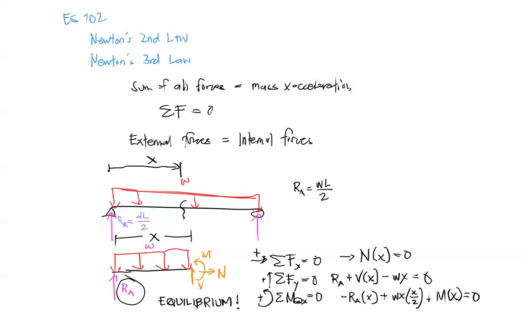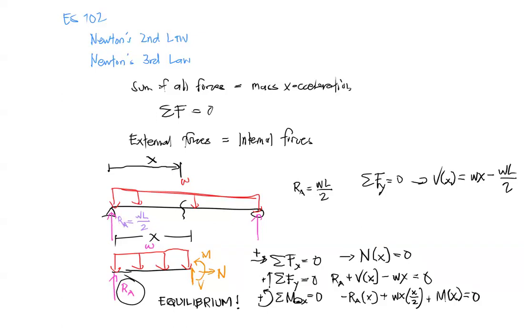Therefore, kapag plug in natin siya sa second na equation, so if yung summation of forces along y to be equal to 0, this will give you V_x to be equal to, so sinubstitute lang natin, nilipat sa kabila, meron kang wx minus wL over 2. Yan lang naman siya so far. So negative yung shear.